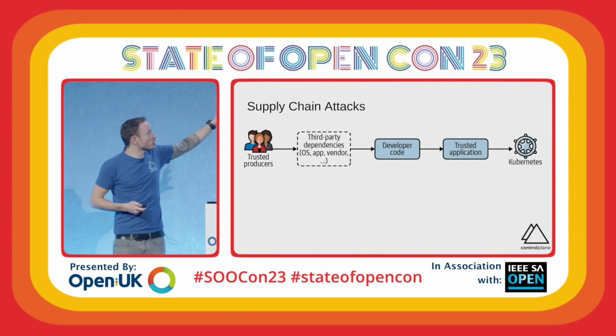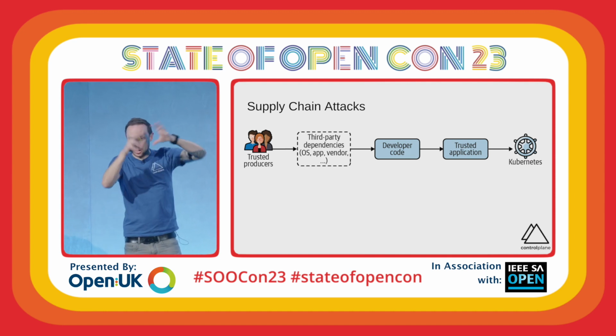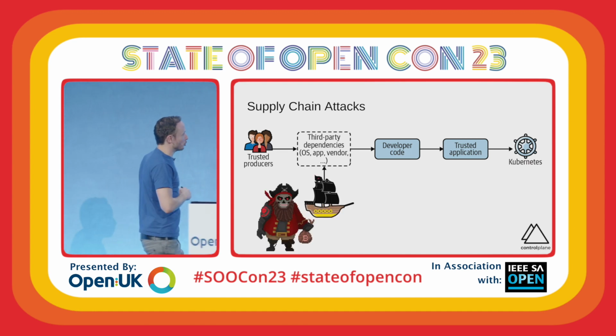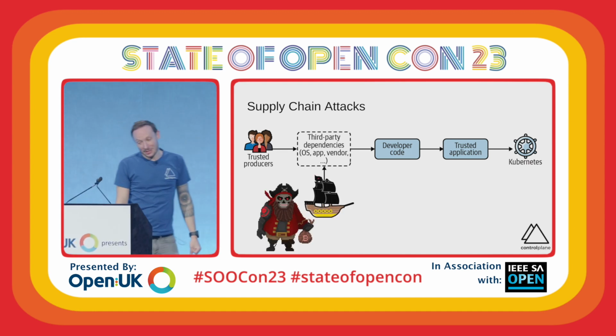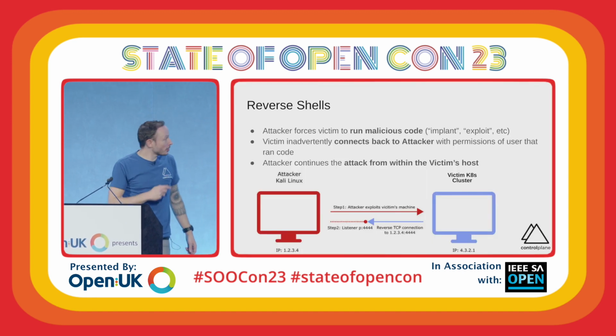We have our trusted producers. They push their things into NPM. As we saw, developer code builds a thing, trusted application, and Kubernetes. Dread Pirate Captain Hashjack is interested in that second phase. Whoops, one too many, there we go.